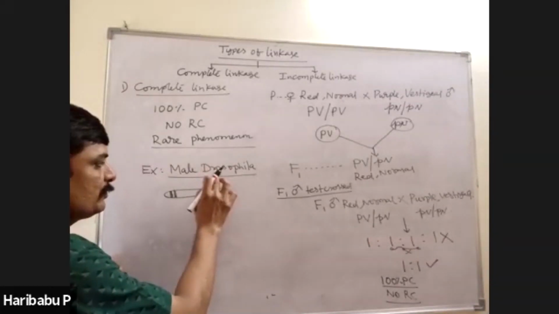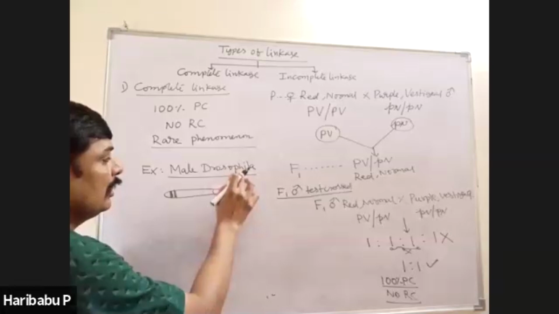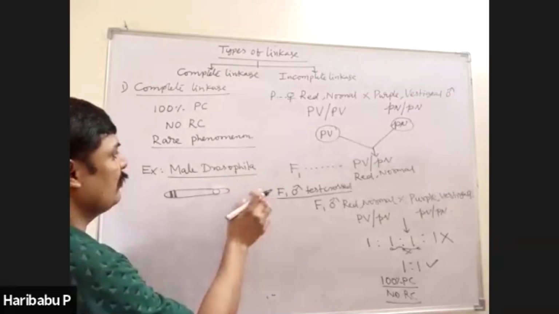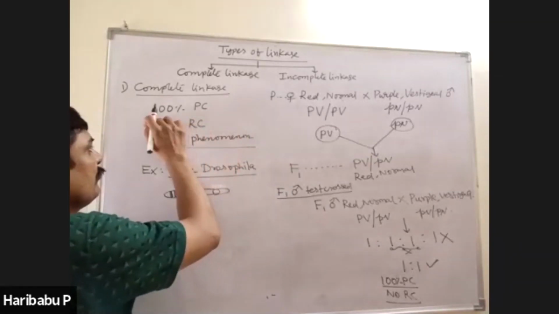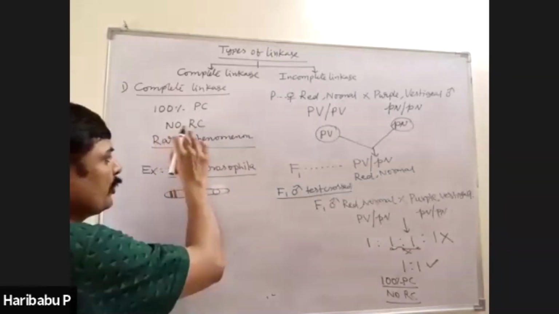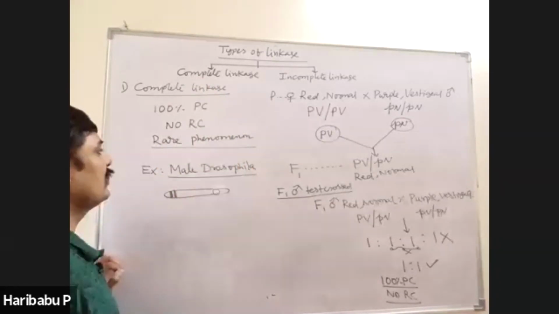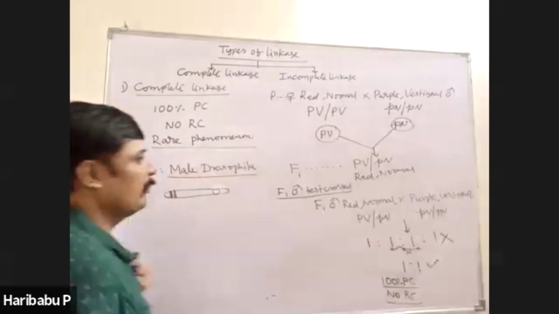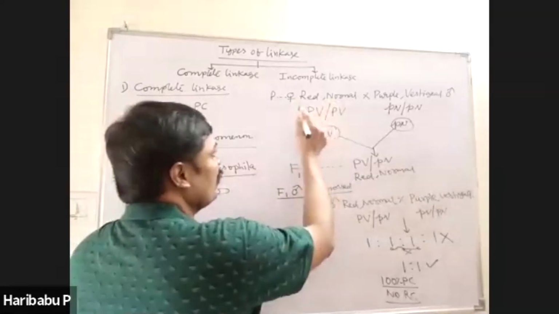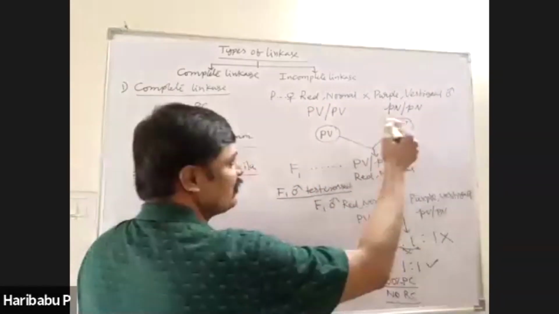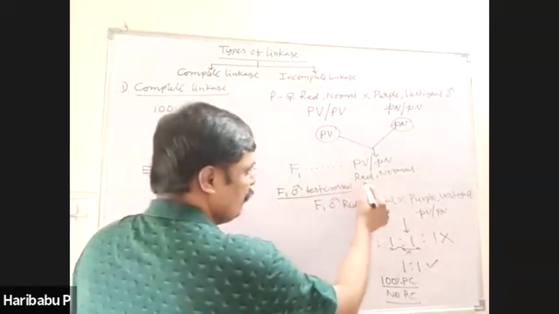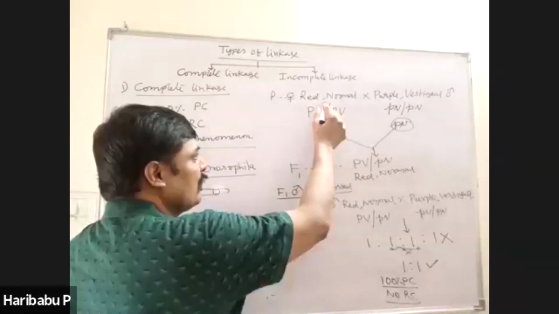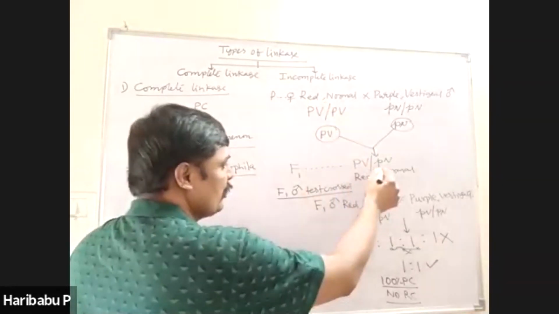Morgan conducted experiments on male Drosophila and found that there is a complete linkage. How can you say that there is a complete linkage? In the progeny, if only parental types are obtained and no recombinations, then it is a complete linkage. And this rarely occurs in nature. Best example is male Drosophila. When red normal female Drosophila is crossed with purple vestigial male Drosophila, in the F1 all red normal are obtained, phenotypically similar to the dominant parent, but genotypically different.